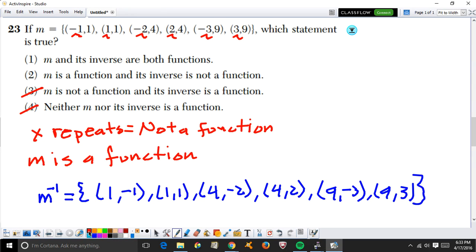Now, notice here that there's an x value that repeats, which means that the inverse of m is not a function. So we know that m is a function, and the inverse of m is not a function. So we see right away that option 2 is the correct option, since m is a function, and the inverse is not a function.